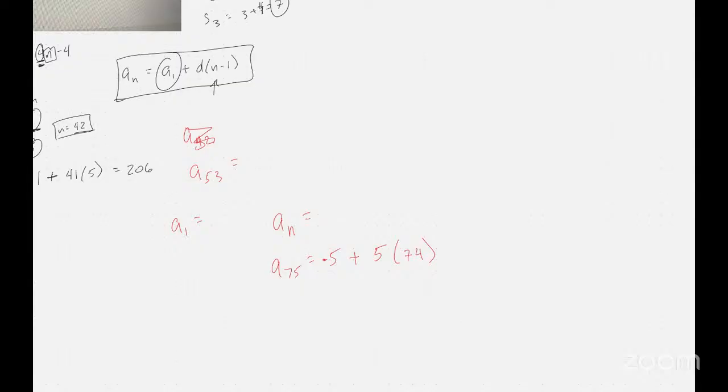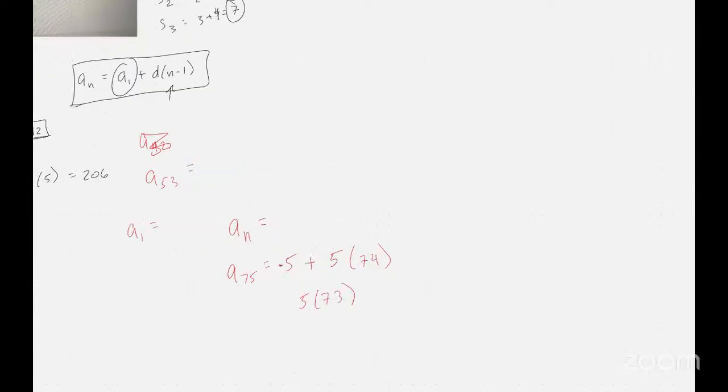75th, not 73rd. Yeah, but it's 5 times 73 because of -5, and then you have 74 positive fives. So you just have 73. Take off one of the fives. So it's just 365. Is that right? 365? Hang on, I haven't put it into the thing yet.